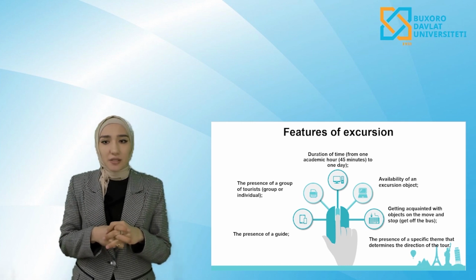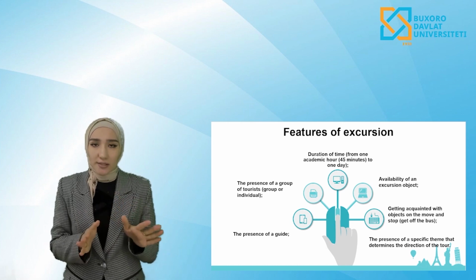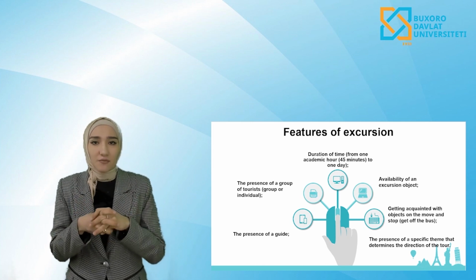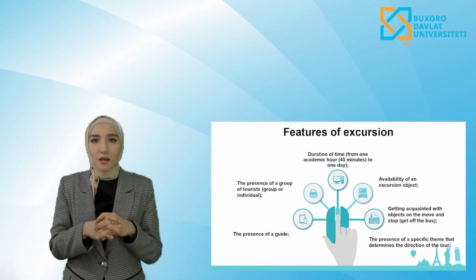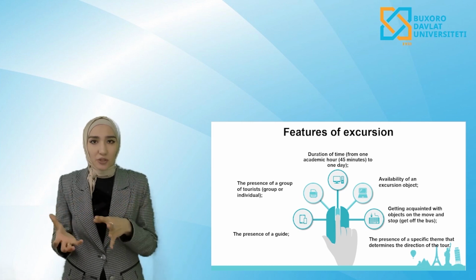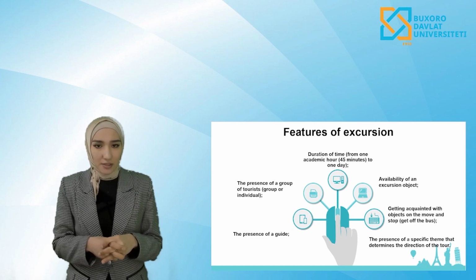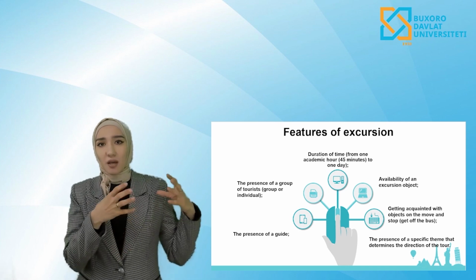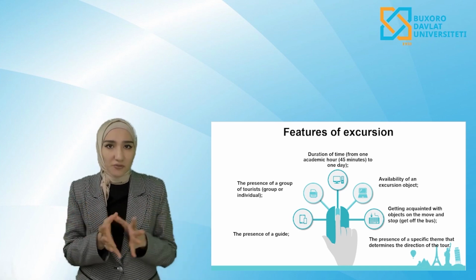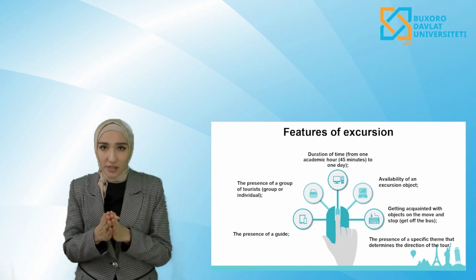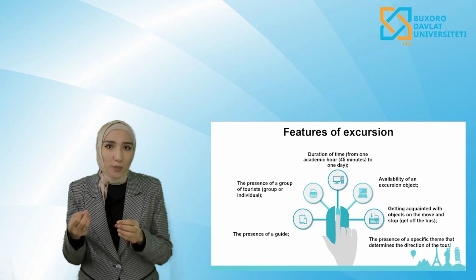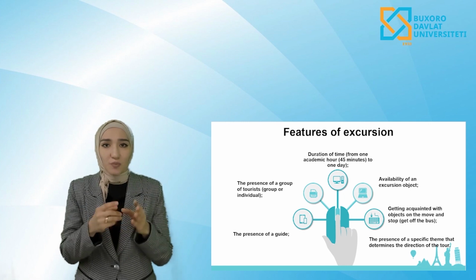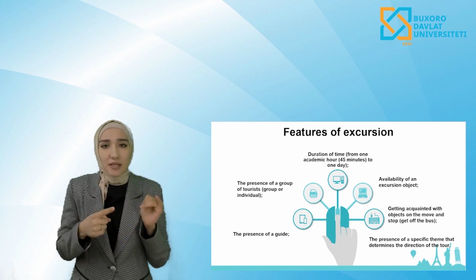The next one is availability of excursion object. If there is no excursion object, it will not be excursion, just boring lecture. For that reason, we say that the main function of excursion is combination of demonstration and narration process. The next one is the presence of group of tourists. In order to be excursion, there should be one individual tourist or a group of tourists. So the presence of excursion object. How can we show an excursion object if there is no place, no object? For that reason, there should be object, guide, group of tourists, and duration of time.